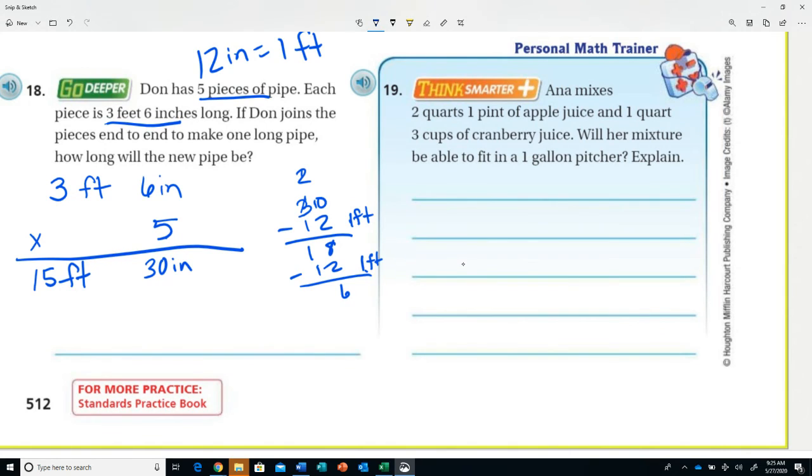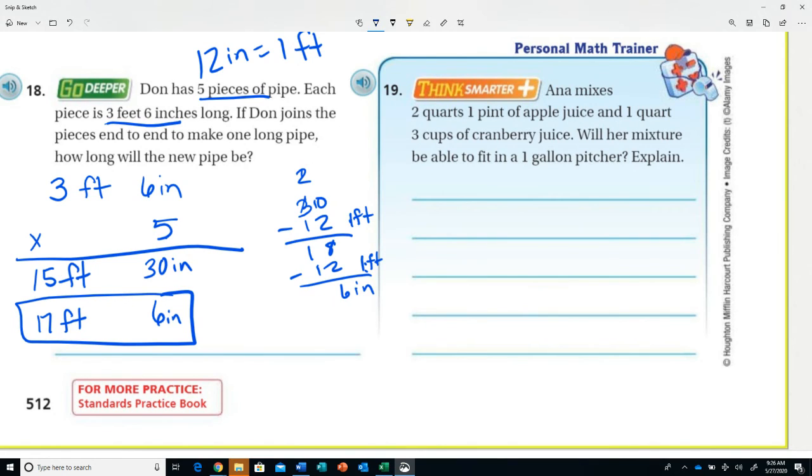So once I do the subtraction here, instead of having 15 feet 30 inches, I'm going to have 6 inches here, and I'm going to have 17 feet over here, which is going to become our final answer. 1 foot, 2 feet get added to the 15. The only thing left over from the 30 is 6 inches, so that's where that comes from. All right, moving on. 19.